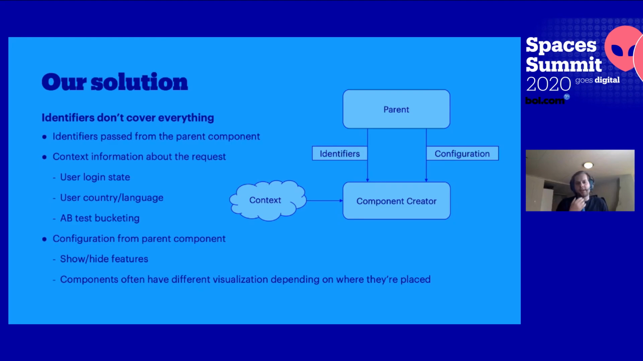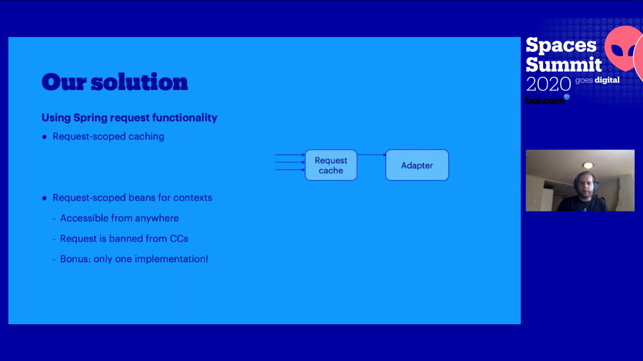One of the things that you might notice is that, well, if in every component creator we call the service to get the product, the information from our identifiers, then you're going to run into massive performance issues because you have to do the call every time. We have a lot of Spring request functionality in our web shop, and we have a pattern where we use request scope caching before any service calls. So every time we do a request to an adapter, there's a cache in front of that, and before we go to the adapter, we check, well, has the user already done this request? And if so, we just return that.